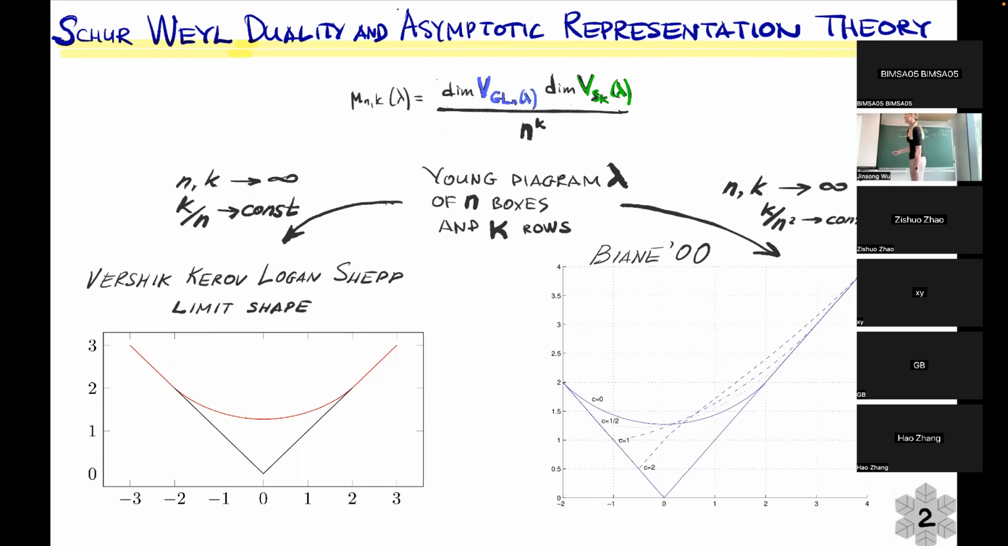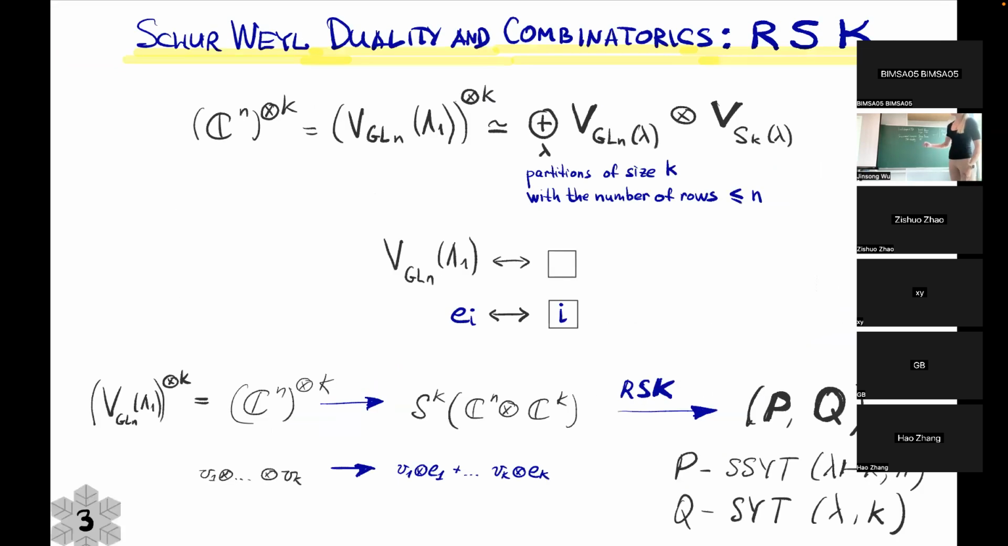There were also some studies in the year 2000 by Biane, where he had a deformation of the limit shape in the regime where k over n squared goes to a positive constant. But that was studied long ago. This is just an introduction to the scope of problems that asymptotic representation theory, in St. Petersburg also, has dealt with.